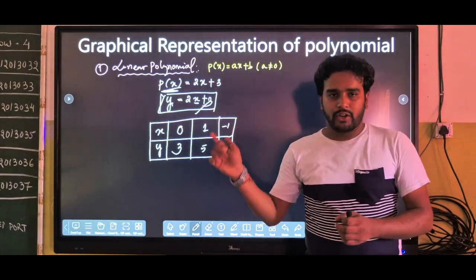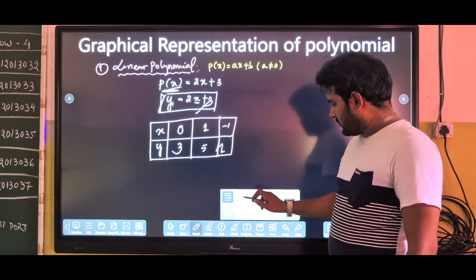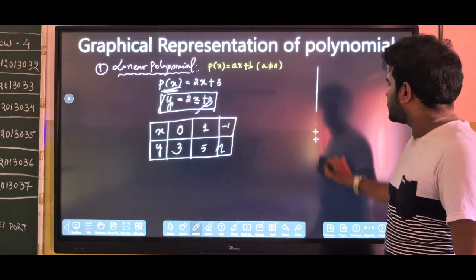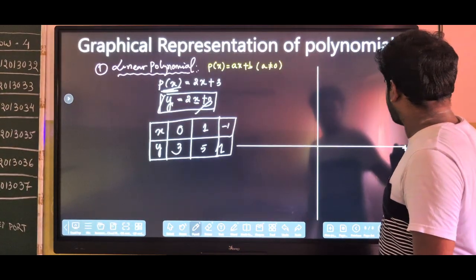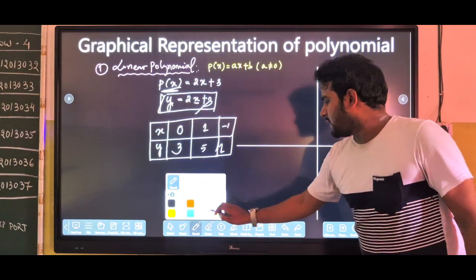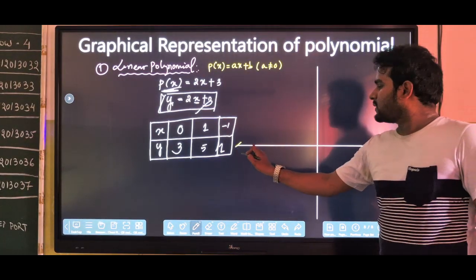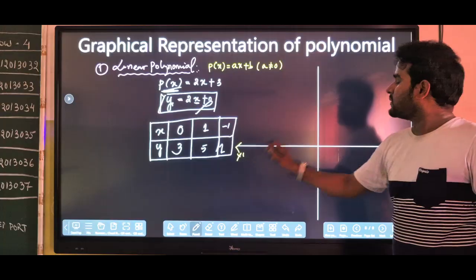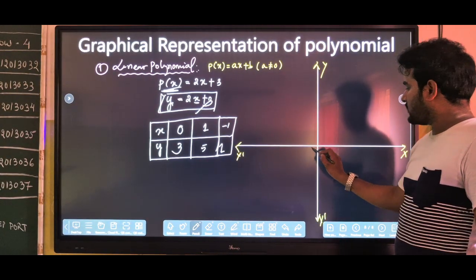So these are the different points for the linear polynomial. Let us try on the graph. So let us go to the axes. Let this be the y-axis and this be the x-axis. Let us name them in terms of x, x dash, y, y dash. This is the origin.